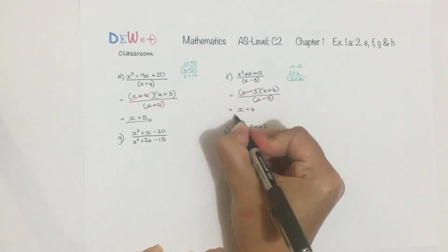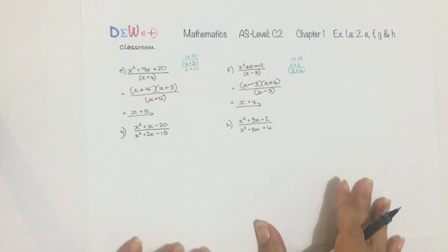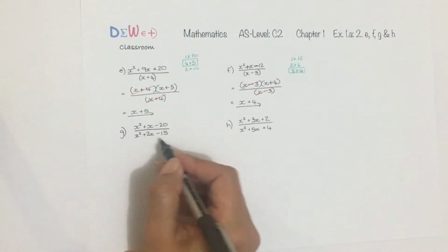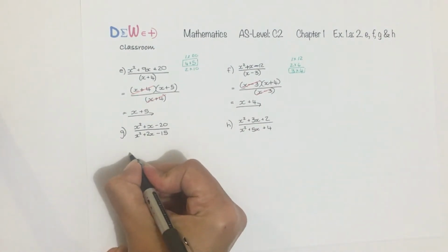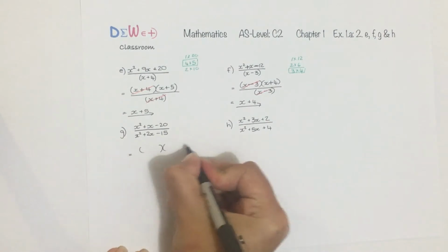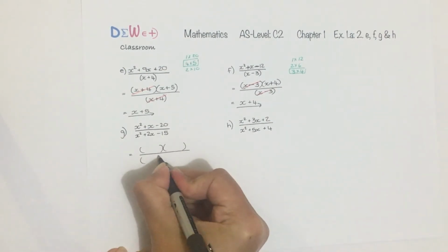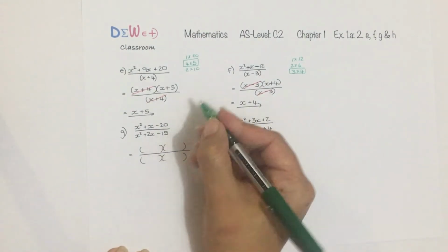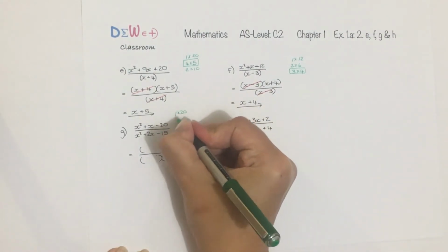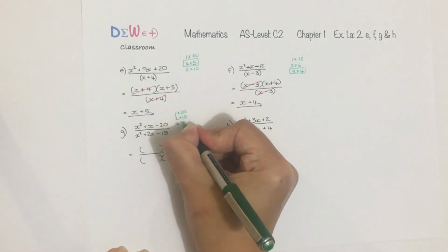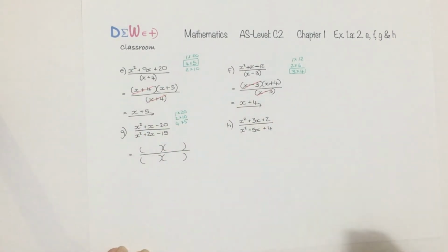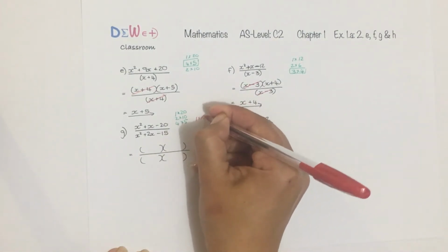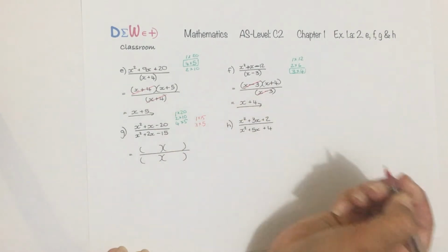and our final answer is x plus 4. Right, moving on to number G, you'll see that now we have to factorize both the top and the bottom. So we're going to have two brackets at the top and two brackets in the denominator. Okay, so first we get the factors of 20, which is 1 times 20, 2 times 10, or 4 times 5. And at the bottom we need to get the factors of 15, which is 1 times 15, 3 times 5.